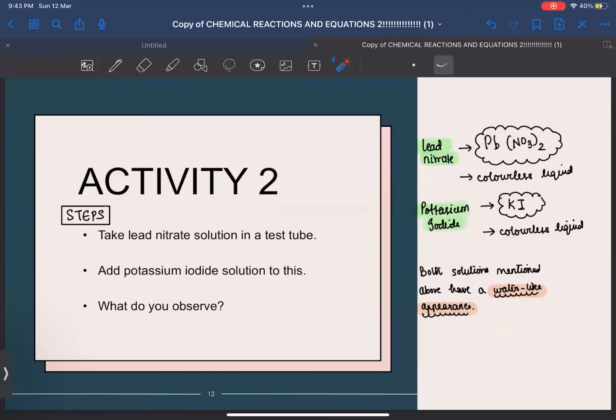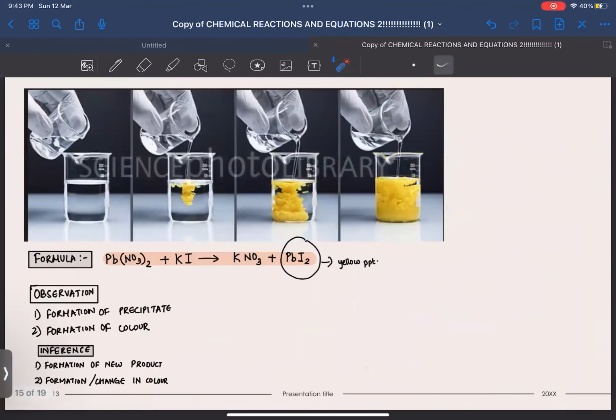They are both colorless. Over here in the picture, I have depicted that if you have Pb(NO3)2 and you add KI to it, they become yellow in color. How? This is the entire equation, and this equation will be taught further on when we come to types of reactions. So PbI2 is a yellow precipitate.